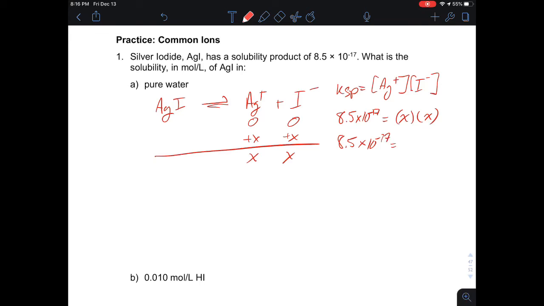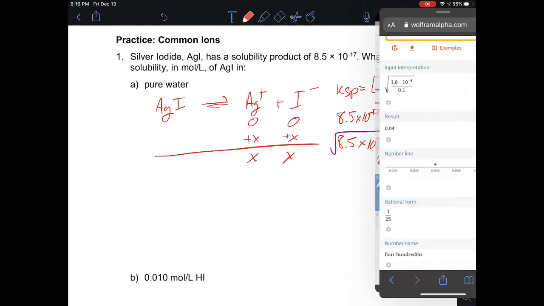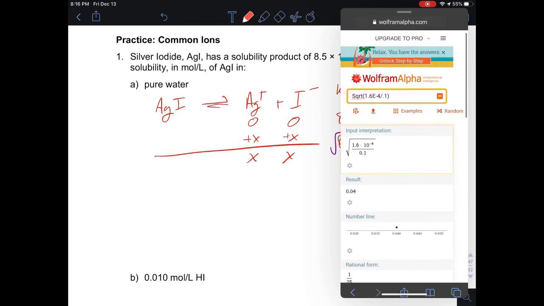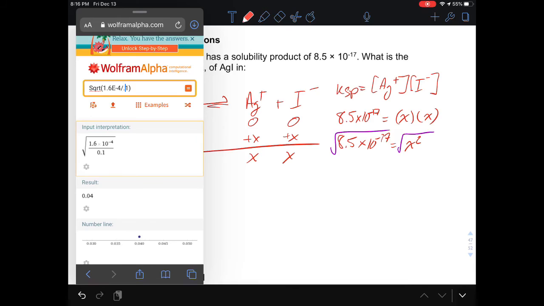8.5 times 10 to the negative 17 is equal to x squared. We need to find the square root of both sides, and we're done. Or use a calculator. Either way, we're done. So let's see what that looks like. Do we want to trust this one? Who is our favorite at this point?